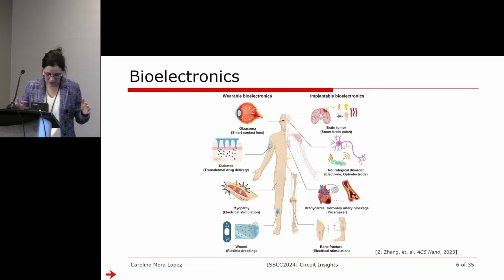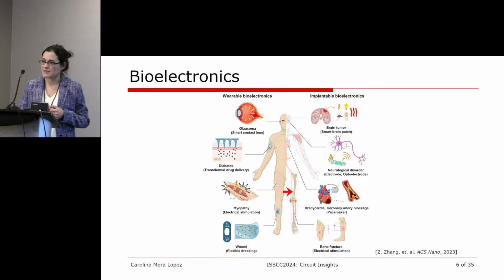So let's talk about bioelectronics. When we talk about bioelectronics, we are talking about the study of how electronics can interface with biology or with a living system. This originated more than 200 years ago, but it was only in the 1950s that it became very important for the field of medicine, because of the invention of the first pacemaker. And from that, there have been many developments of medical devices that can impact medicine.